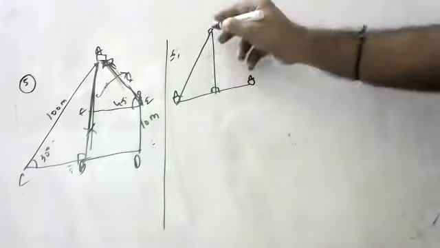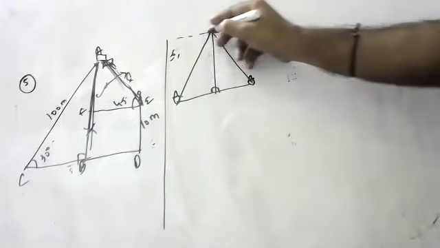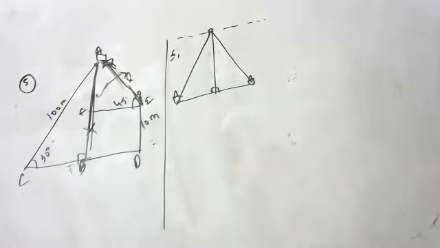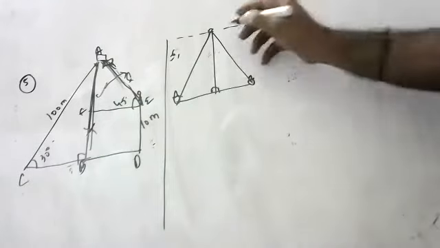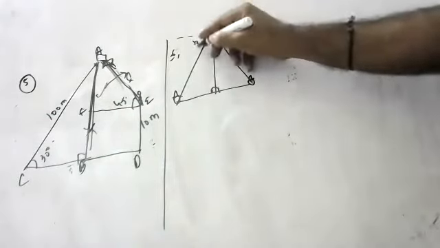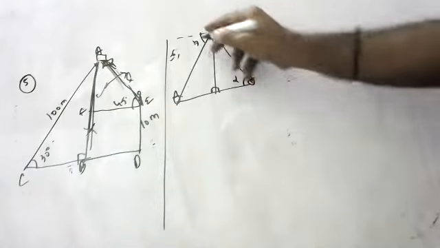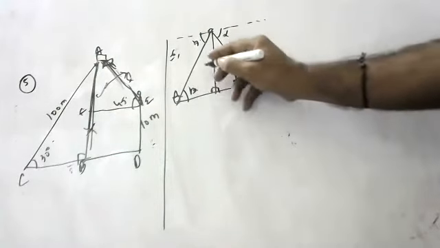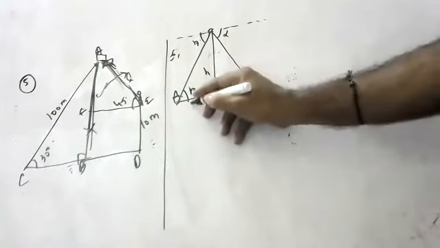This is one ship, this is one ship, but they are saying depression, children. You have to put the angles of depression: one is alpha, one is beta. If this is alpha, this is also alpha. If this is beta, this is also beta. This is H, this is X, this is Y.